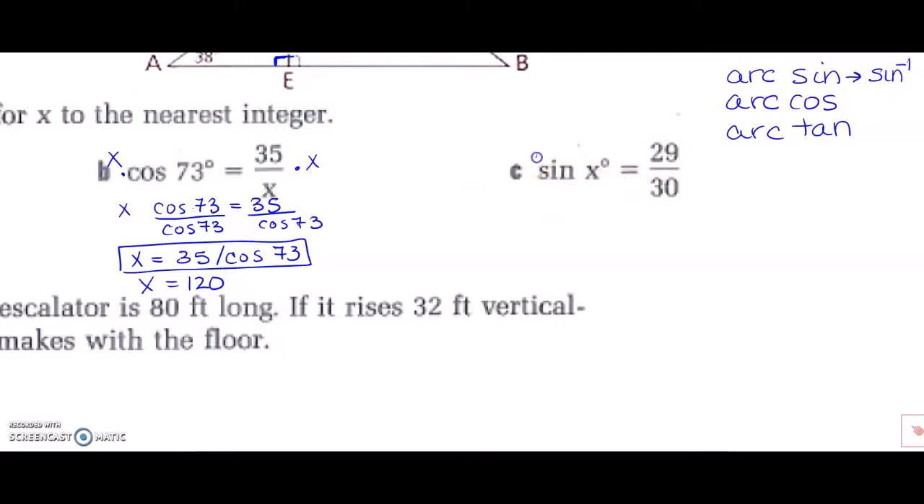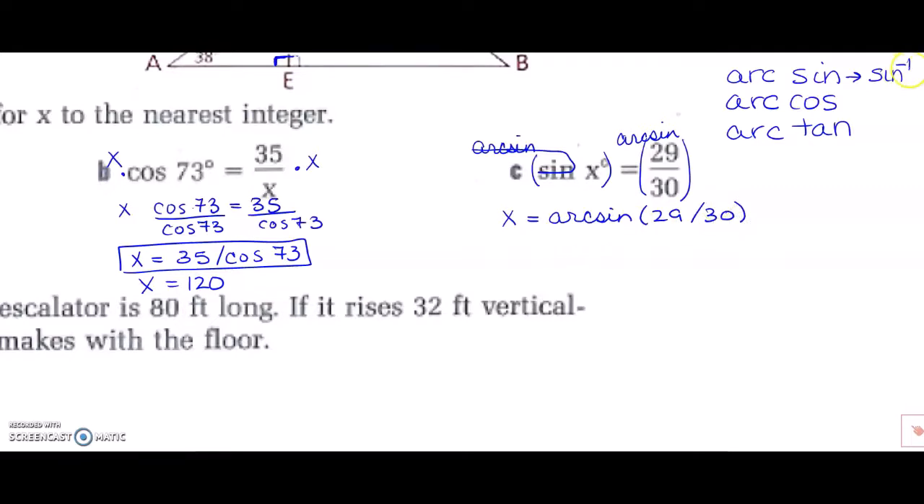So to undo this, I want to take the arc sine of this and the arc sine of that ratio. Then these two cancel each other out. So my calculator ready form is now x equals the arc sine of 29 divided by 30.